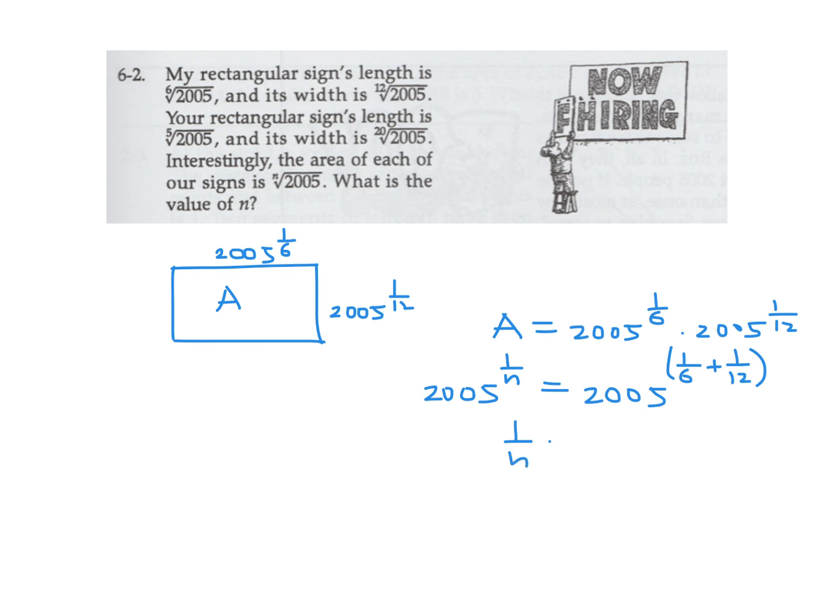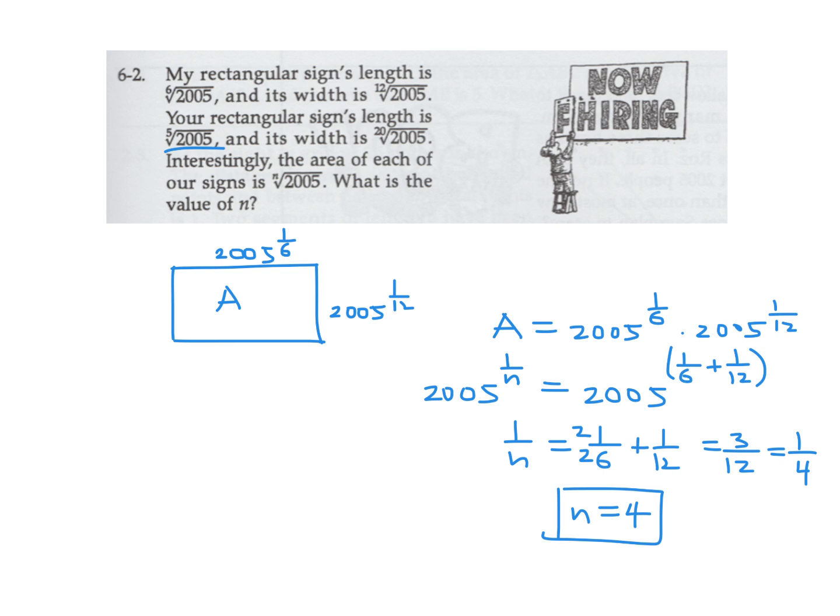So 1 over n is really just 1 over 6 plus 1 over 12. And if you get a common denominator, that's going to be 3 over 12, which is 1 over 4. So that means n is 4. And then you can also verify that to be true with the other rectangle, which has these dimensions.